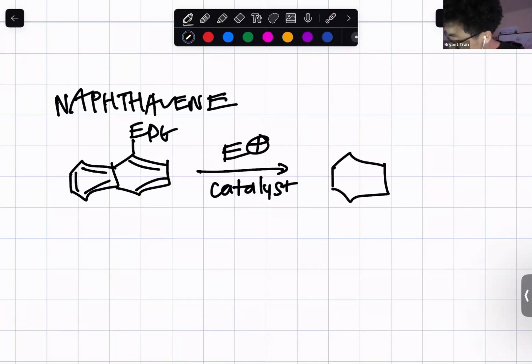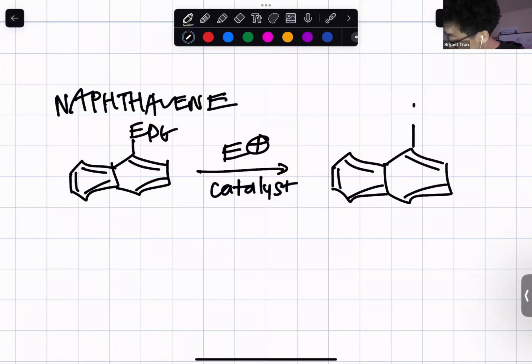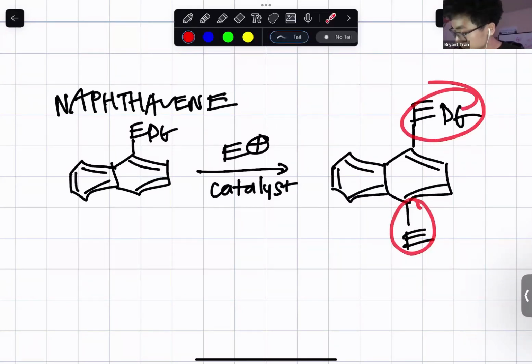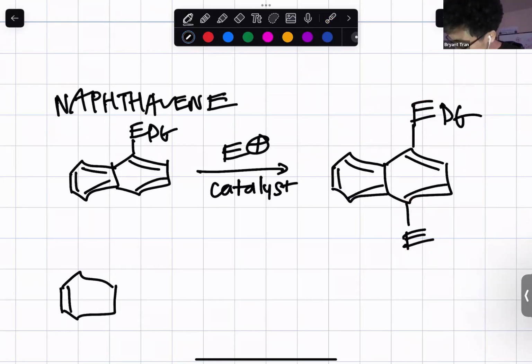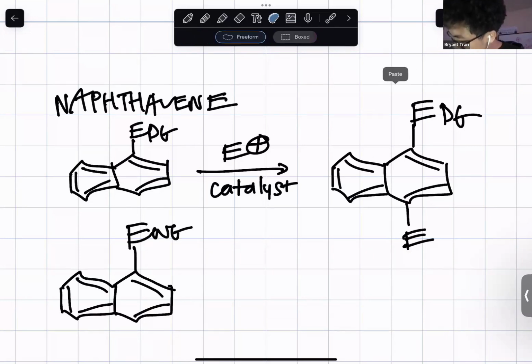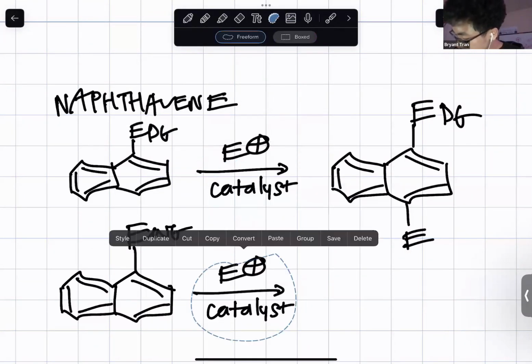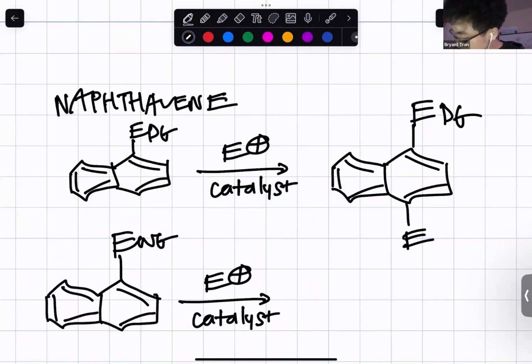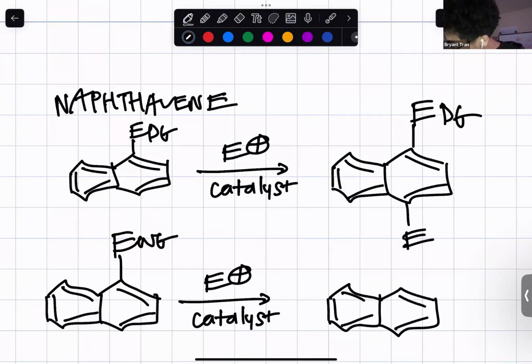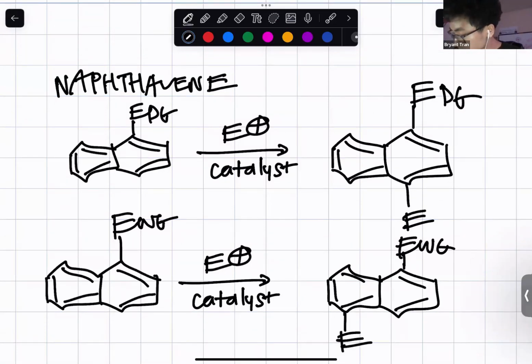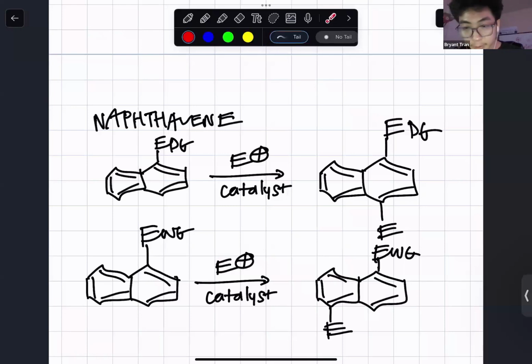So based on this naphthalene reaction here, we're going to have the electrophile attached to this carbon here that's opposite to the EDG. Now, if you have an EWG attached to the naphthalene, and you react it with an electrophile, an EAS reaction, the electrophile is going to attach to this carbon right here, right? So this is more commonly going to be shown in predict the product problems.